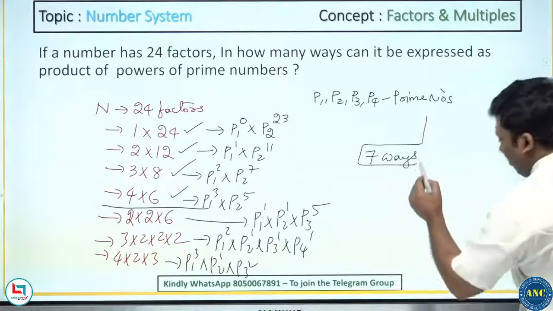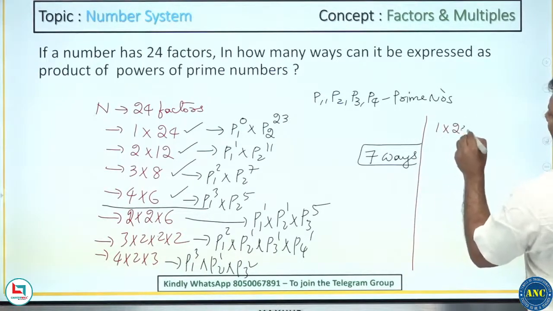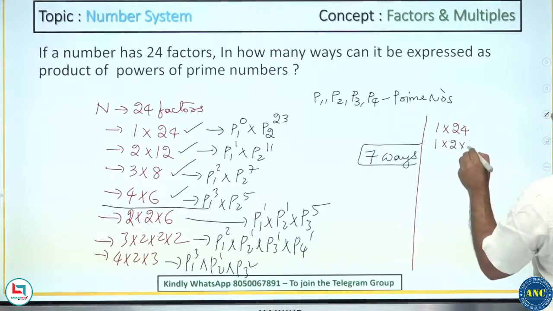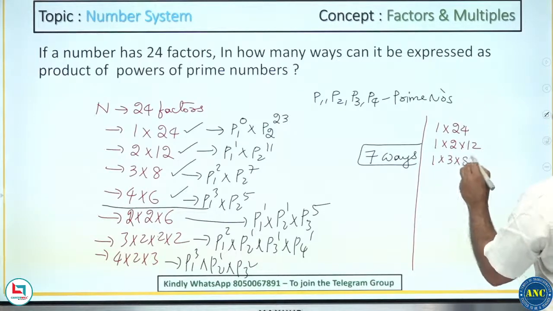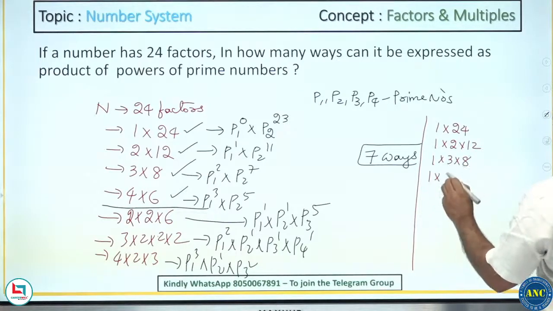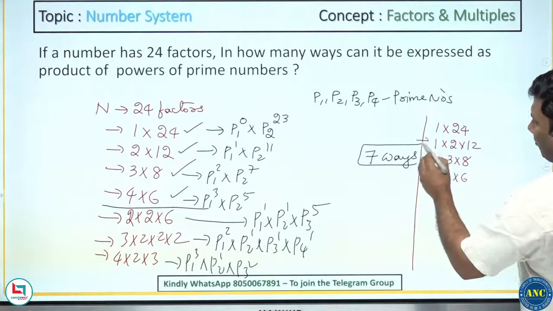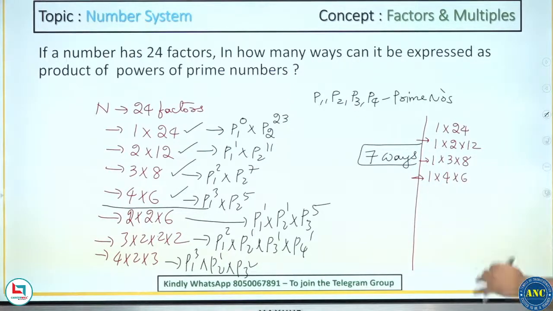Now again, you might get a doubt here. 1 into 24, first case. 24 is 2 into 12, next case. 24 is 3 into 8, next case. It is 4 into 6, next case. I hope it is clear. So 2 into 12, these we got. 3 into 8 we got. 1 into 4 into 6 we got.